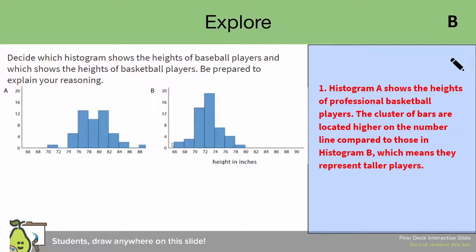Whereas here, we're looking at the majority of players being between 66 and 80. These go as far as 88, maybe even 89. So definitely histogram A is our basketball players, and histogram B is our baseball players. If that's what you said, good job. So with that, let's move on.